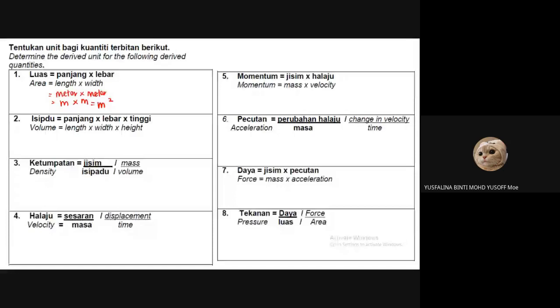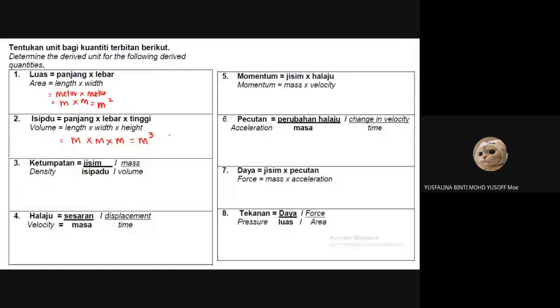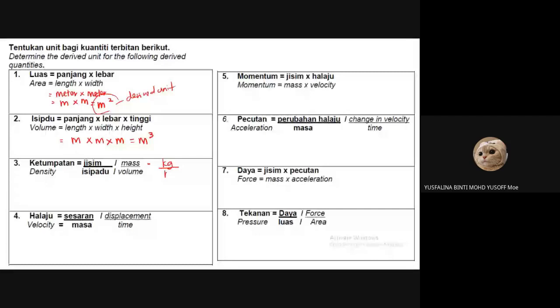Right. Okay, and then for the volume, length is in meter, the unit, so we got meter cubed. This is the derived quantity, and this is called the derived unit. Okay, and then for the density, mass is in kg. So how about the calculation again? You get kg m negative 3.